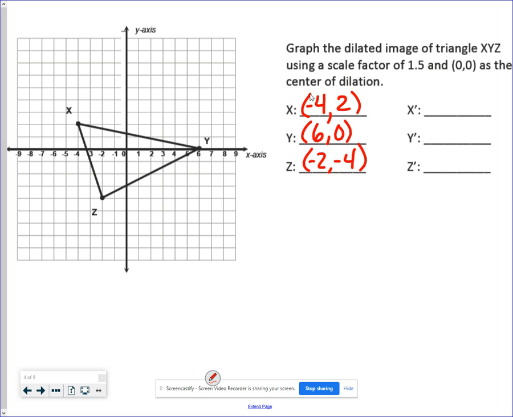If my scale factor is 1.5, now, first of all, you can use a calculator, just multiply everything by 1.5, that's fine. If you want to do this in your head, you find half of each number and just add it on to the original number. So for letter X, to get X prime, -4 times 1.5, well, -4, ignore the negative for a second. I know it's going to be negative. Half of 4 is 2, add that on, that's 6, so that's going to be -6. Half of 2 is 1, add that on, we get 3. But again, you can certainly just use a calculator for this if you'd like.